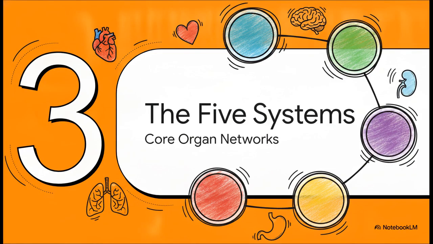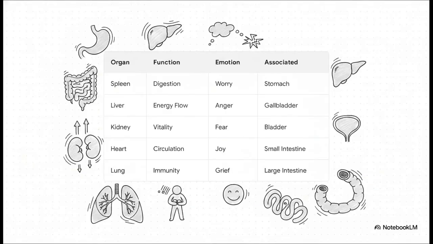All right, section 3, the 5 systems. These are your core organ networks. Here is the 30,000-foot view of the entire interconnected network.